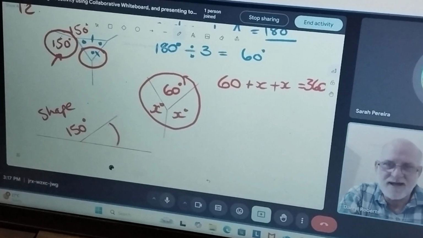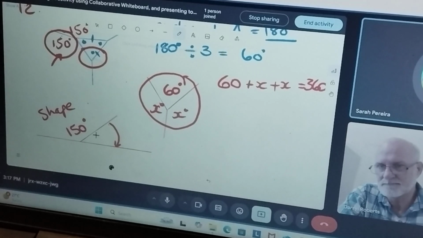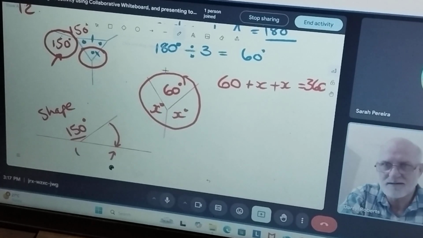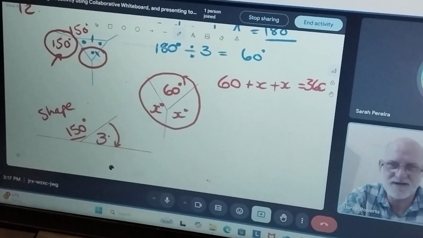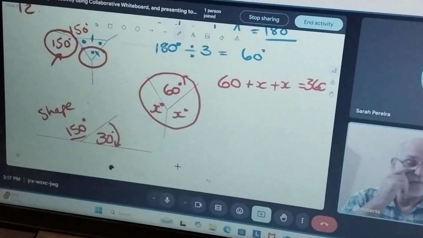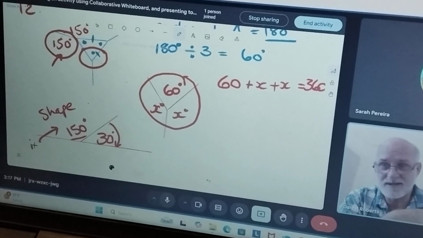What will this angle here be? If that's 150 and this is a straight line, 30. Good. So that's a 30-degree angle, right? Now, because now this is my interior angle. That's the interior angle. The 30 we've just worked out, that's the exterior angle.